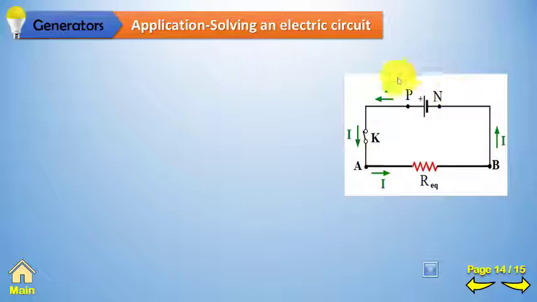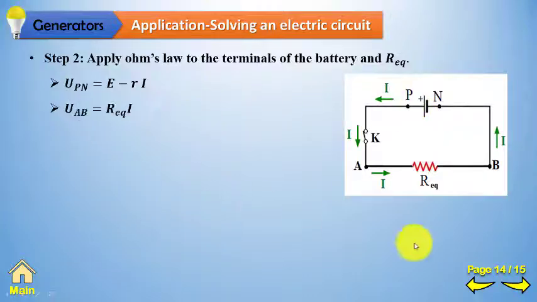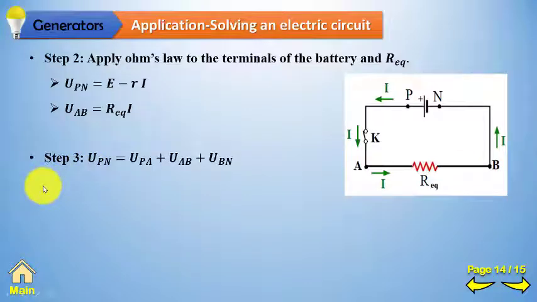The previous circuit can be replaced now by the following one, where R equivalent represents the grouping of the two resistors among each other. Now we need to apply Ohm's law across the terminals of the battery and R equivalent. This gives you that UPN is equal to E minus rI, applying Ohm's law of a generator, and UAB is equal to R equivalent I. Then you need to apply the law of addition of voltage in series grouping, which is UPN is equal to UPA plus UAB plus UBN. Notice that UPA is a closed switch which acts as a connecting wire, and UBN is a connecting wire, then the voltage across these two is 0 volt.